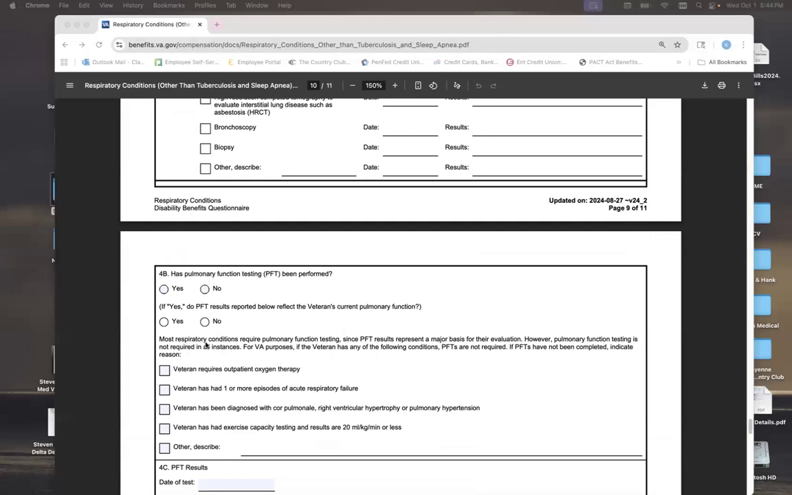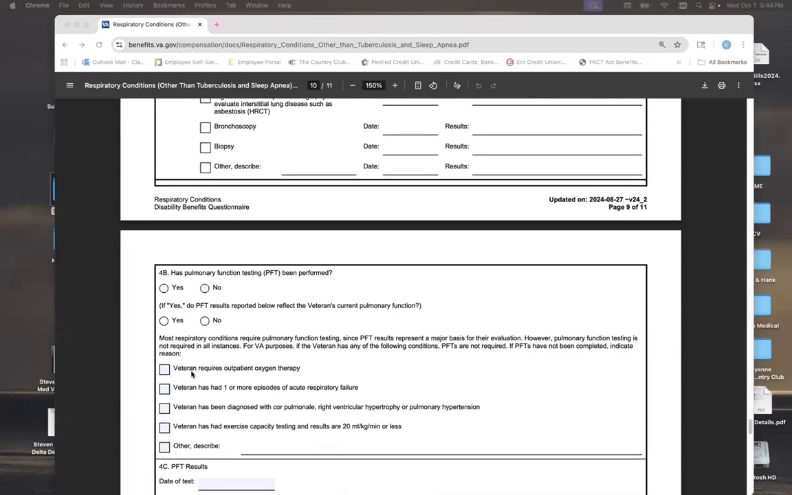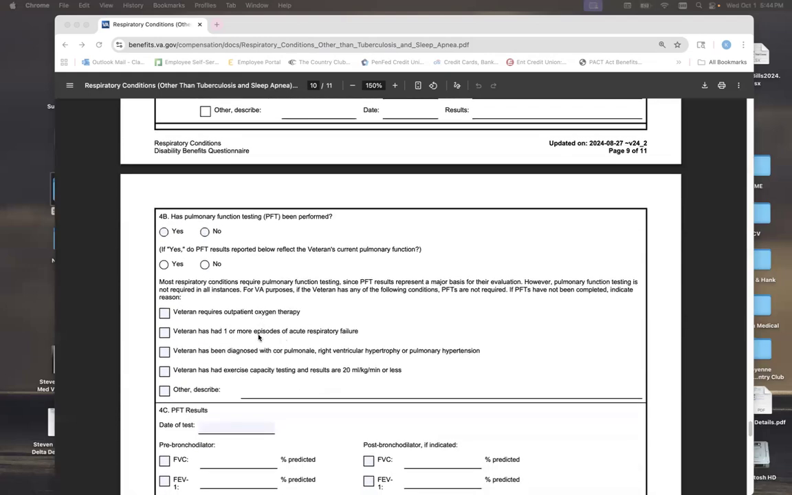It states on the DBQ, most respiratory conditions require pulmonary function tests. However, pulmonary function testing is not required in all instances. If pulmonary function tests have not been completed, you need to indicate the reason why. So outpatient oxygen would make it not possible due to pulmonary function tests. I mean, if they need oxygen, doing forceful exhalation could cause them to become hypoxic, risk of fainting. So you would not want to do that.